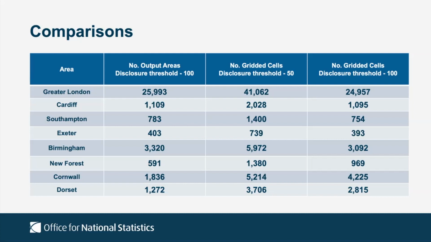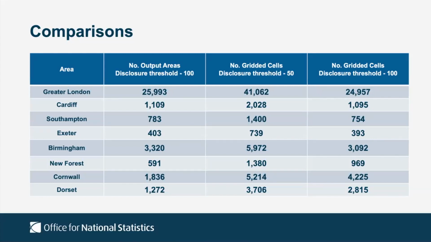And if we are going down to 50, then it's definitely creating more cells and a more granular output, which in my view can only be a good thing. So that's comparing what we currently have with what we could have.